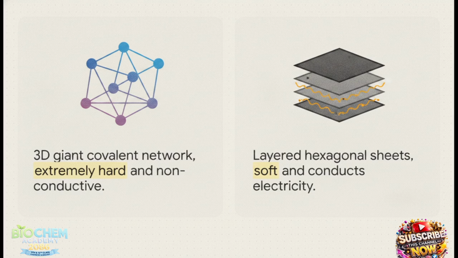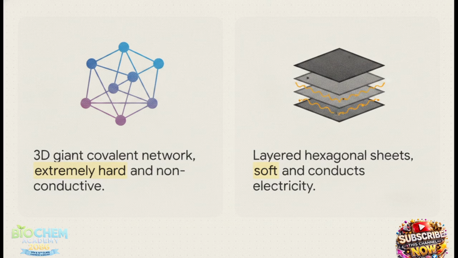In a diamond, each carbon atom is strongly bonded to its neighboring carbon atoms, creating this rigid 3D covalent network that just locks everything tightly in place. Because its electrons are trapped in these bonds, it doesn't conduct electricity at all, and that rigid 3D structure makes it extremely hard.